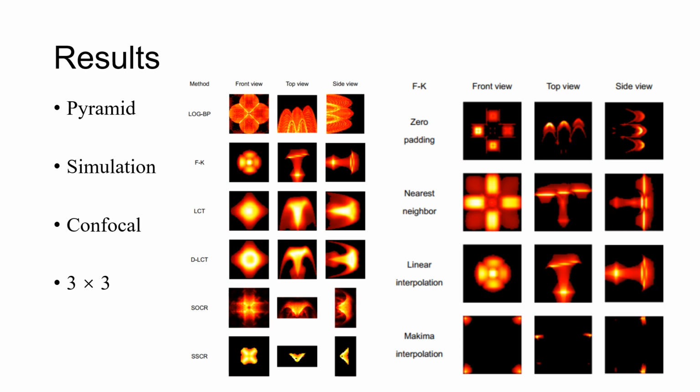The three views of the reconstruction results of the LOGBP, FK, LCT, DLCT, SOCR, and SSCR methods are compared in the middle. The SSCR method reconstructs the target faithfully. The figure on the right shows that the FK solver with interpolated signals cannot reconstruct the target correctly.